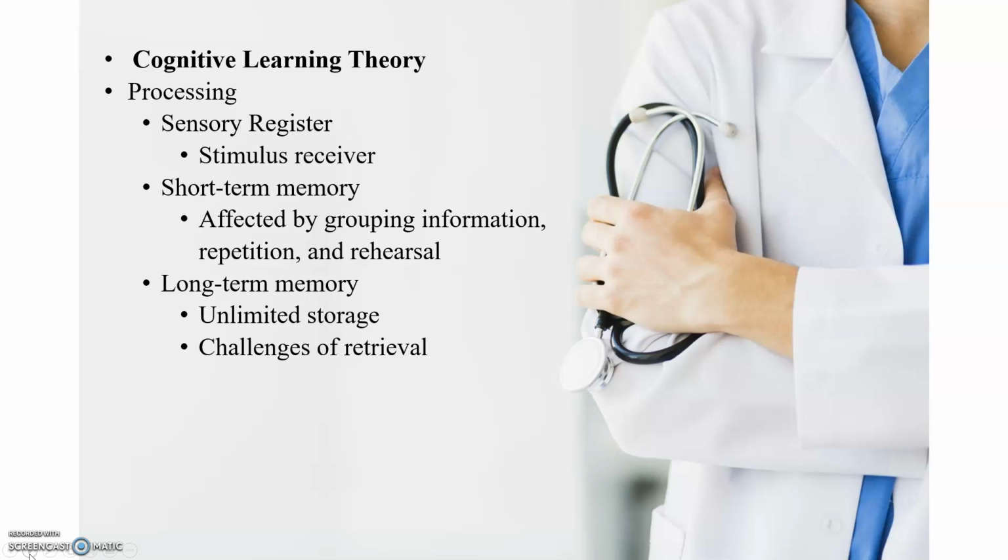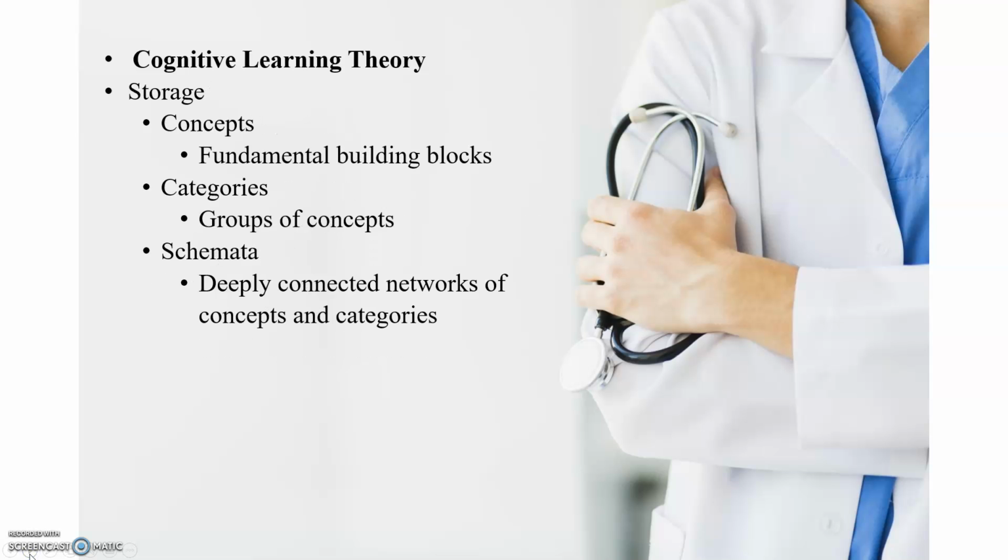Theoretically, long-term memory has unlimited storage, but information recall is hindered by challenges of retrieval. In cognitive learning theory, information storage consists of concepts, which are the fundamental building blocks of knowledge. Categories, which are grouped concepts, or better yet, associations between concepts, and schemata, which are deeply connected networks of concepts and categories.